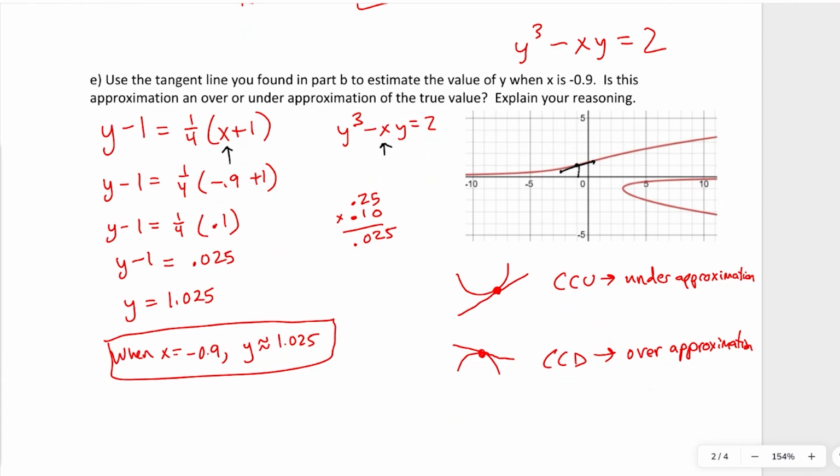Okay, it's asking is this an over approximation or under approximation? We're going to say it's an under approximation because the second derivative is positive. In other words, it's concave up.